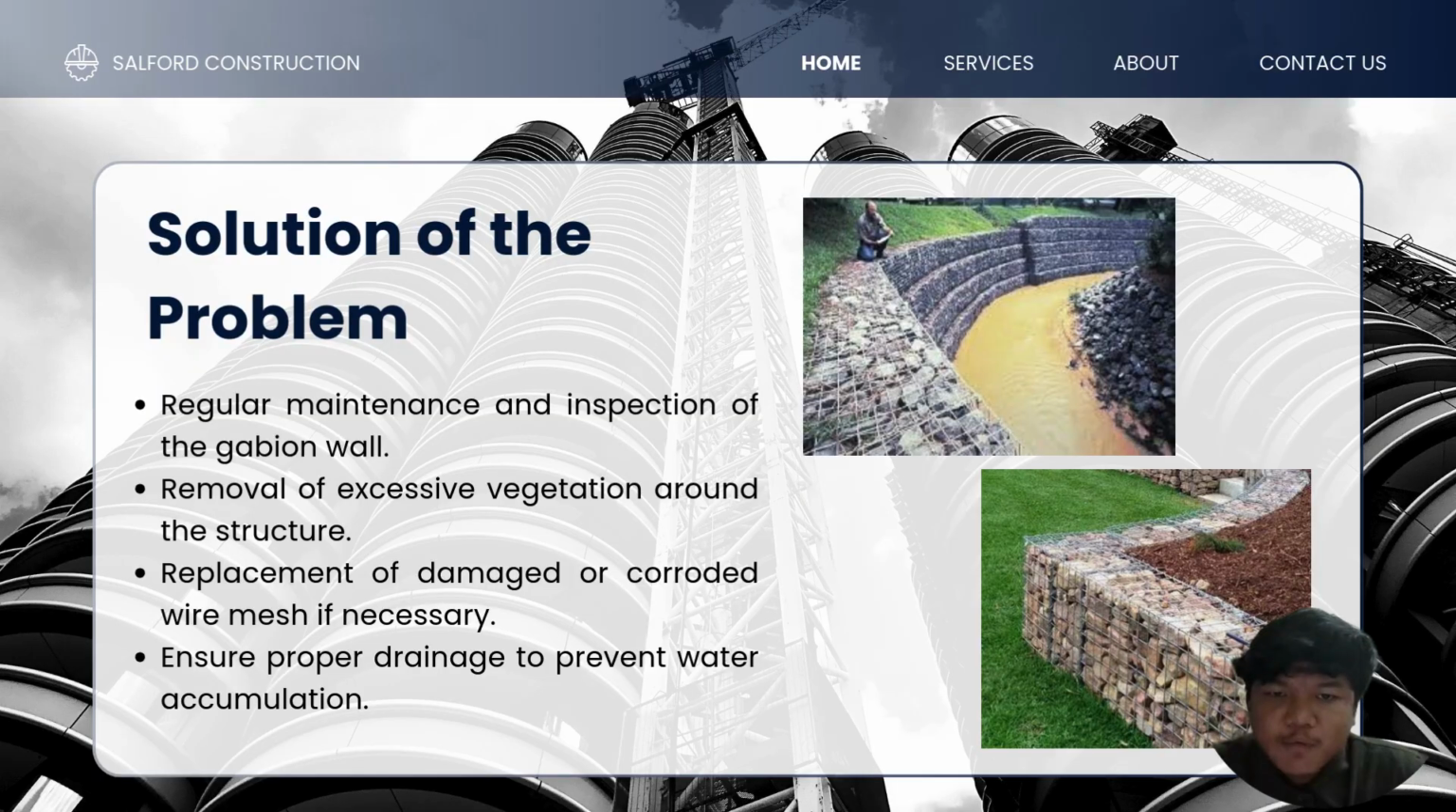To solve these problems, we suggest the following solutions. First, regular maintenance and inspection should be carried out. Second, excessive vegetation around the gabion wall should be removed. Third, damaged or corroded wire mesh should be replaced if needed. Lastly, proper drainage should be ensured to prevent water accumulation.